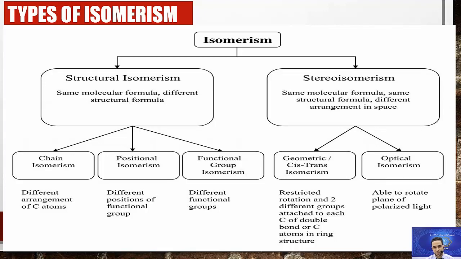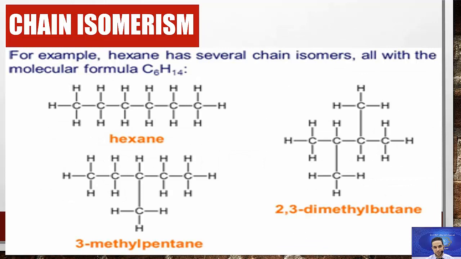In structural isomerism, we will talk in the next slides about 3 types: chain, positional, and functional group isomerism. In stereoisomerism, we have geometric isomerism, which we also call cis and trans isomerism, and we have optical isomerism. So let's start with the first one, chain isomerism. Chain isomerism is usually present with alkanes, but we can have it in any other family.